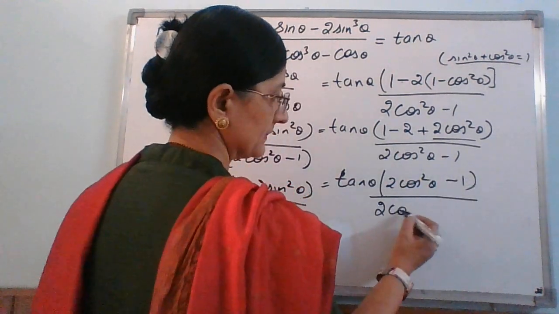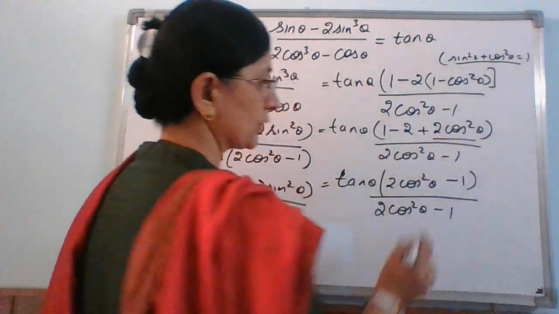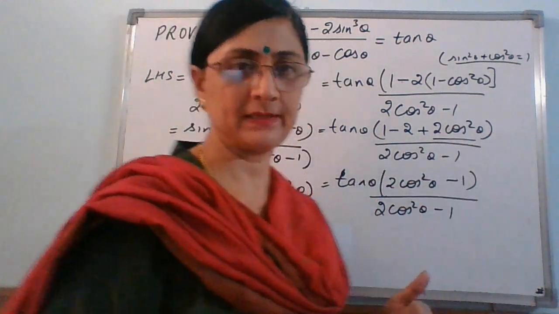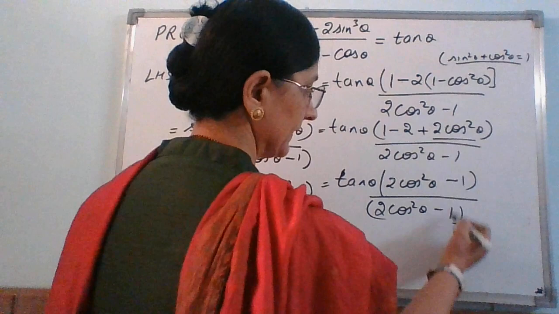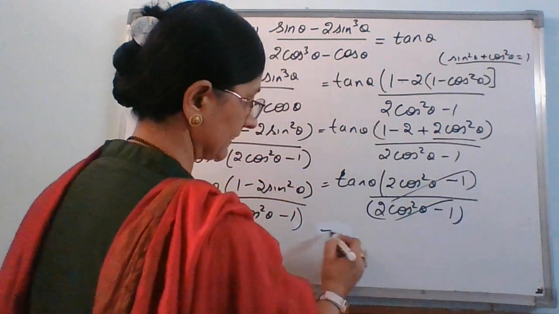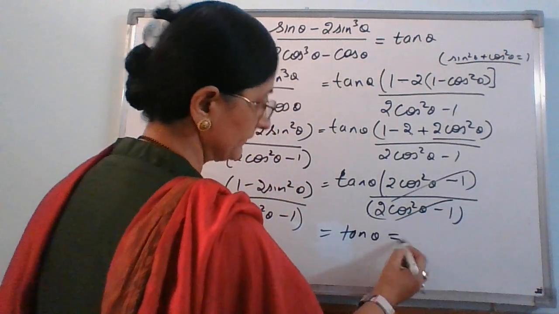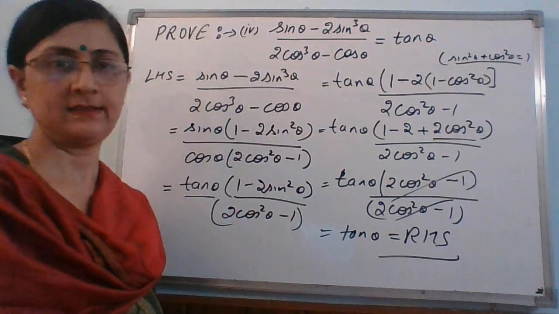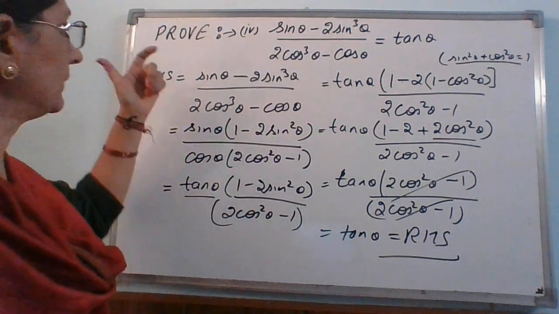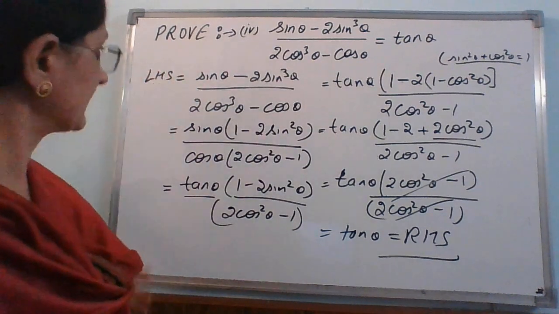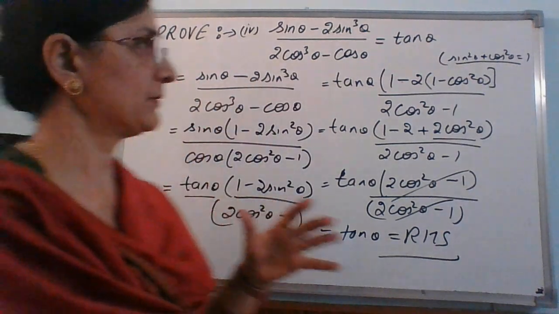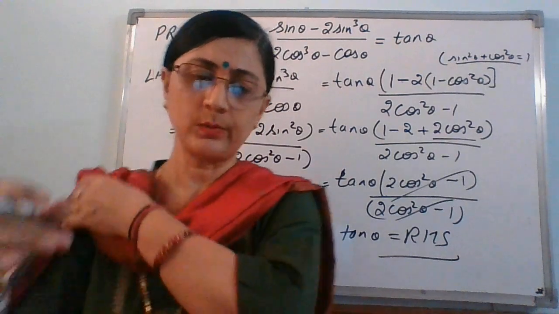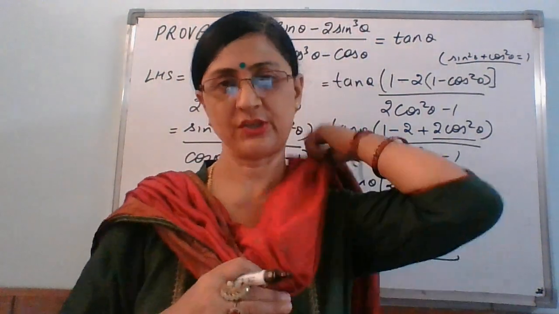Here in the denominator is this. That's why I wrote 2 cos square theta first, then I wrote minus 1 so that it becomes the same. So we are able to cancel this bracket and we are left with only tangent theta, and that is the required RHS. Right? I hope students it's clear. It's simple. So first you have to see the question. Just see the question. Think, analyze what changes you can do.